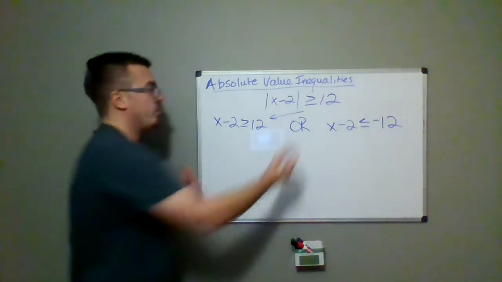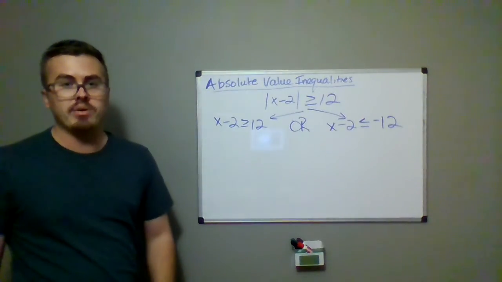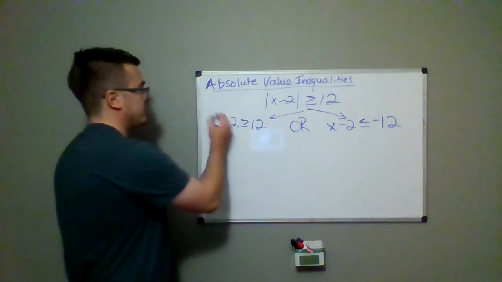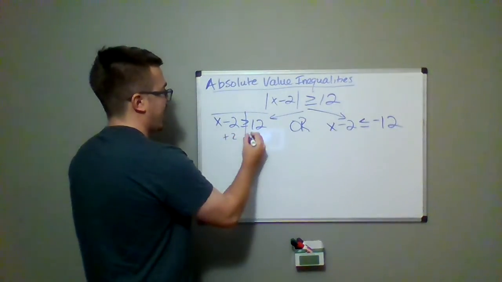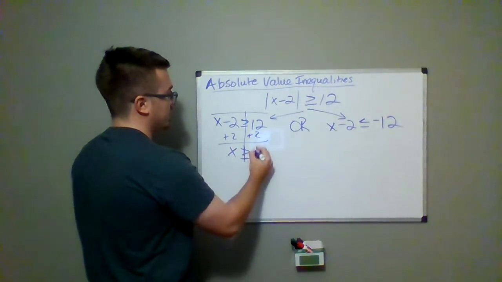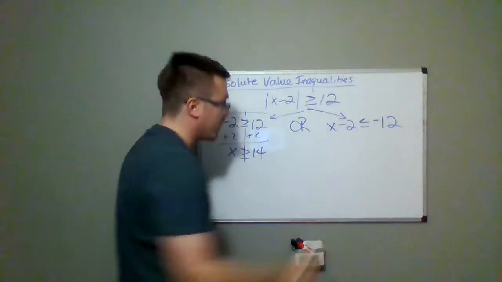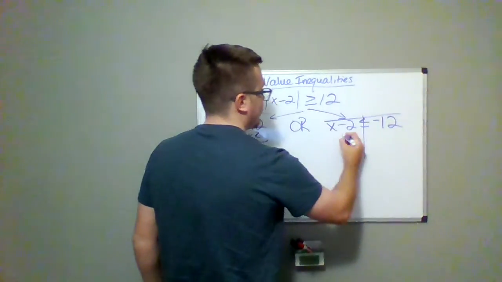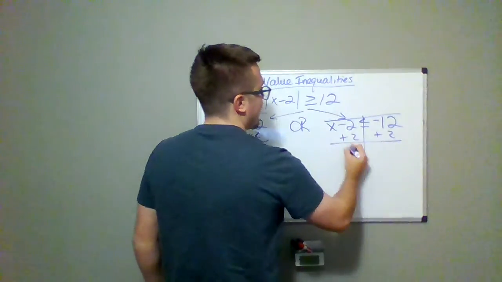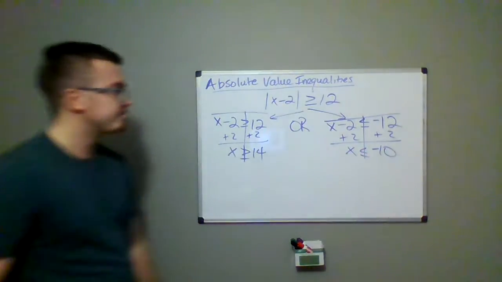Then it's just like what we did before. We broke it down into two things, and now it's just a compound inequality that we need to solve. So I'm going to make a t-chart over here, add 2, and x is greater than or equal to 14. Over here, I'm going to go through that same process: t-chart, add 2, x is less than or equal to negative 10.